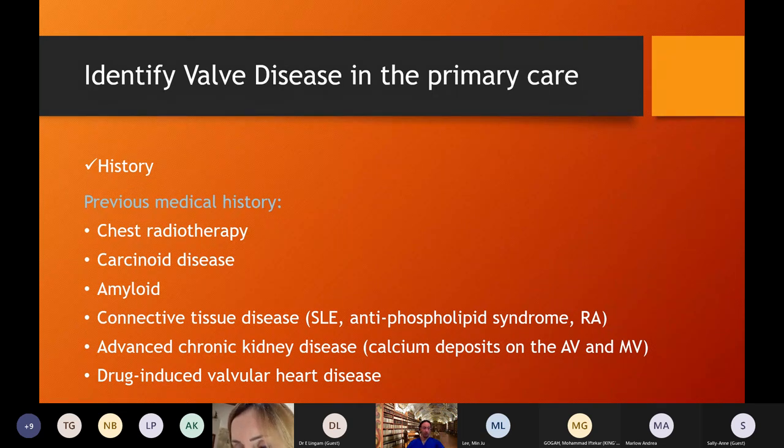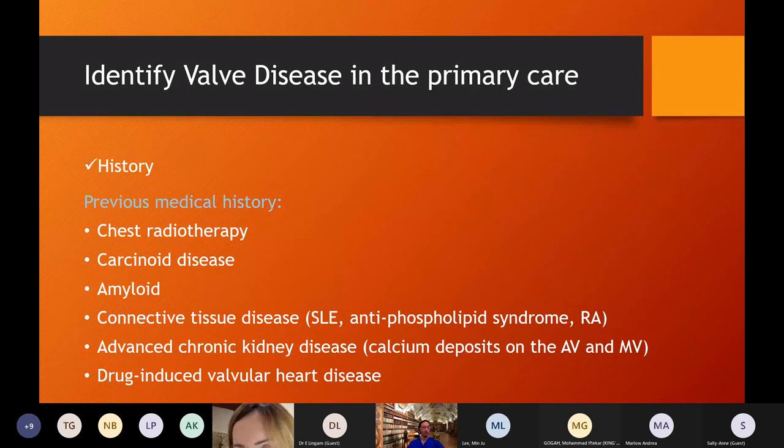Carcinoid disease is definitely related to right heart valve disease, but it's uncommon for these patients to come directly to you. They probably have been investigated before with an echocardiogram. Amyloid can definitely affect the heart and the valves. Connective tissue disease, including lupus and antiphospholipid syndrome, as well as rheumatoid arthritis.